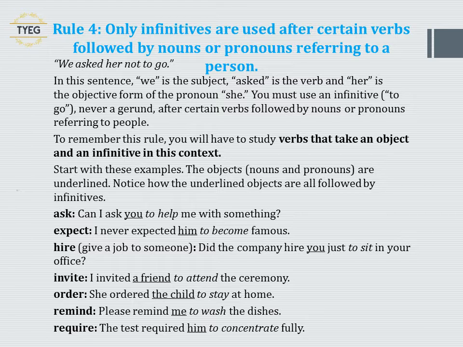Ask, can I ask you to help me with something? Expect, I never expected him to become famous. Hire, give a job to someone, did the company hire you just to sit in your office? Invite, I invited a friend to attend the ceremony. Order, she ordered the child to stay at home. Remind, please remind me to wash the dishes. Require, the test required him to concentrate fully.